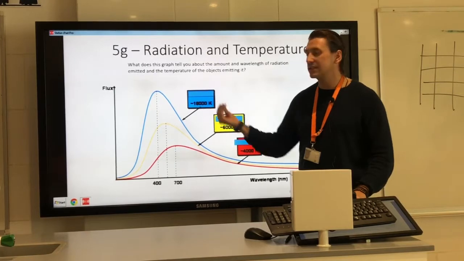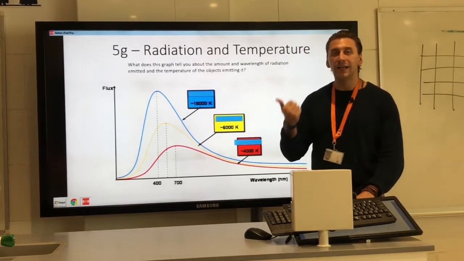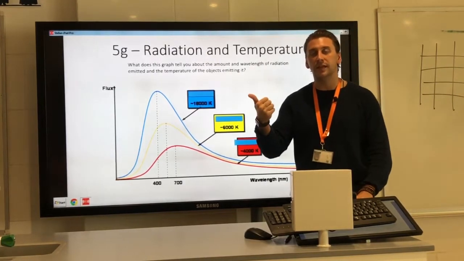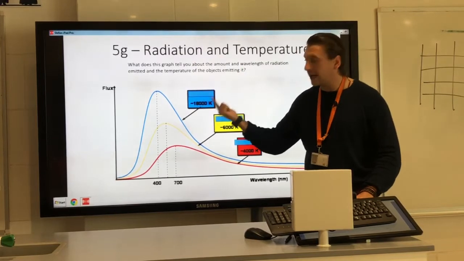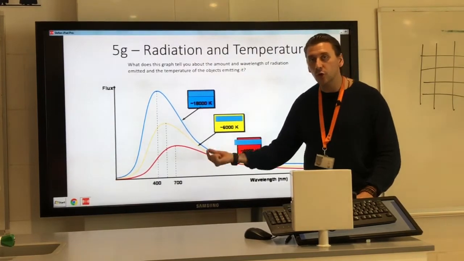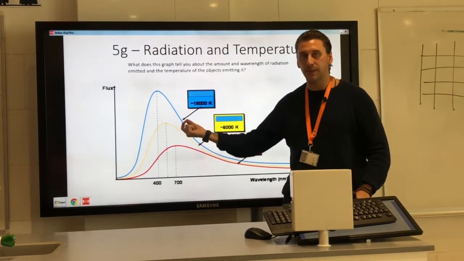So the second thing we said about objects and their temperature, the higher the temperature, the more intense radiation. And secondly, the higher the temperature, the shorter the wavelength at the peak.